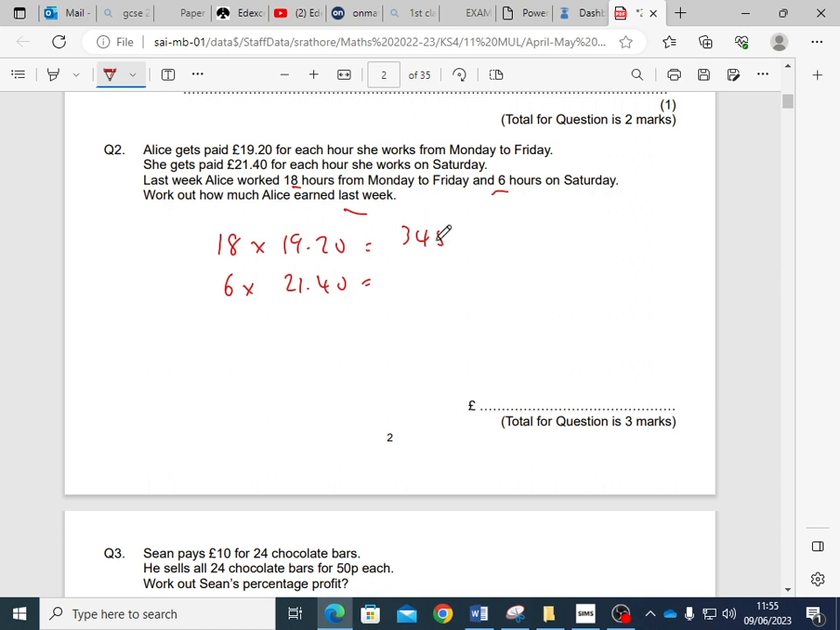So that's going to be £345 and 60 pence. The next one's going to be 6 times 21.40. That's going to be £128 and 40 pence. And just simply add those together. Again, use your calculator. You're allowed to use it. Just see if it makes sense. Yes, it does. Let's move on.